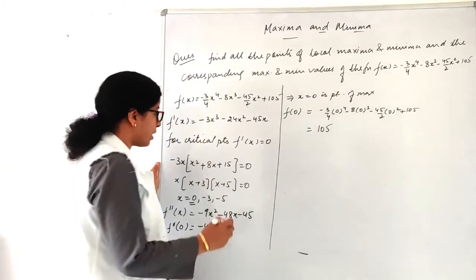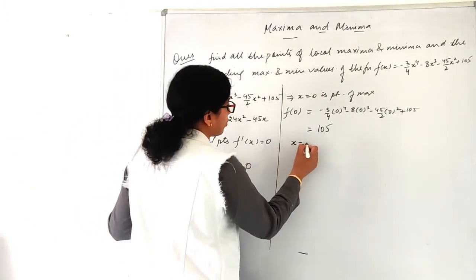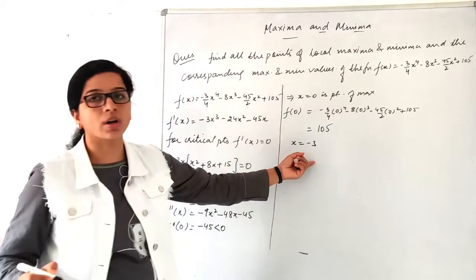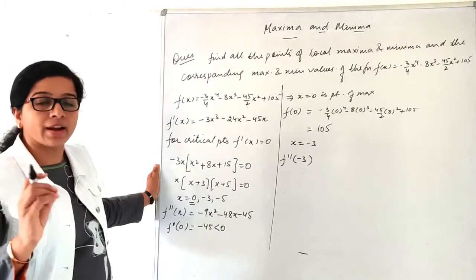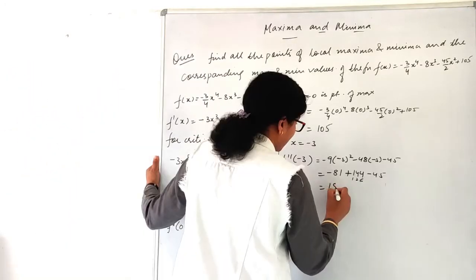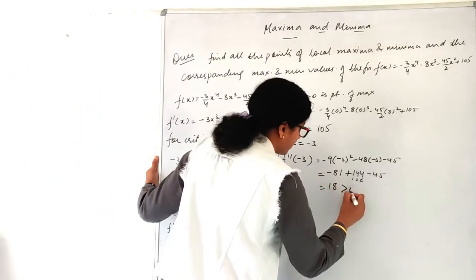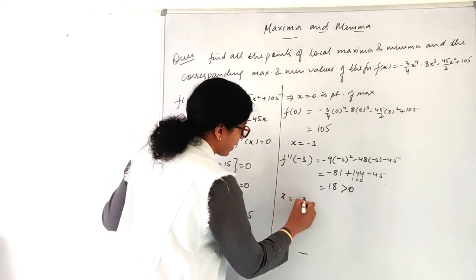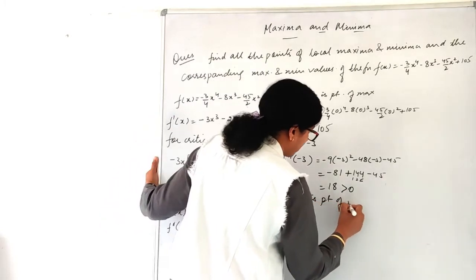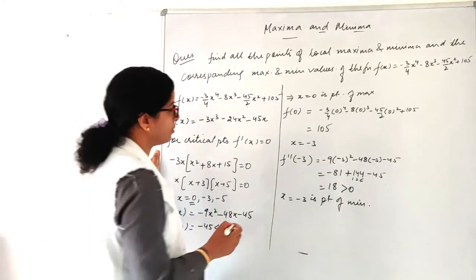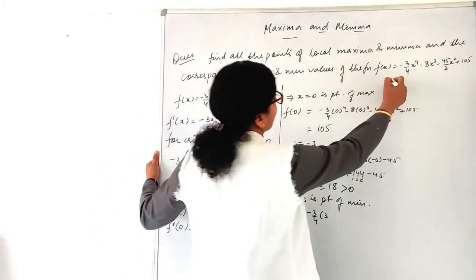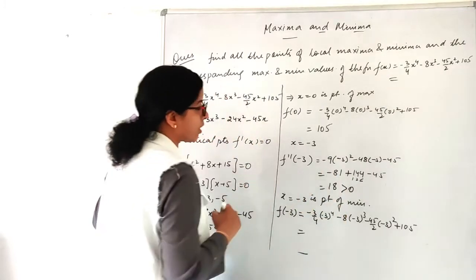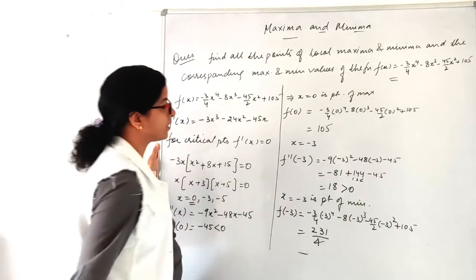Okay. Now we will check for x equals minus 3, whether it is a point of local maxima or minima. We will substitute x equals minus 3 in f double dash x. Okay. So we are getting 18, which is greater than 0. It means x equals minus 3 is a point of minima. And what will be my minimum value? f(minus 3) will be my minimum value. Substitute minus 3 in f(x). If you solve it, you will get the value, right?